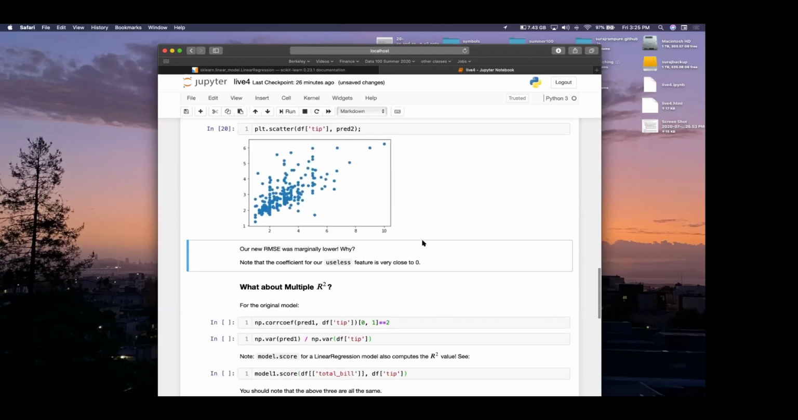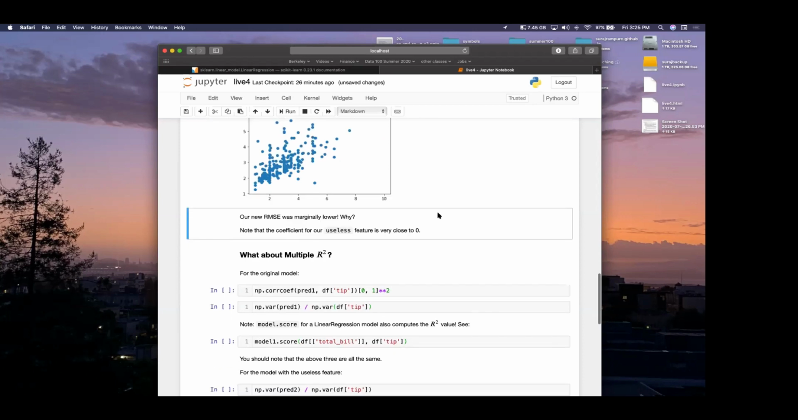Okay, let's take a look at multiple R squared. We saw that the root mean squared error went down a little by adding a feature. Let's look at what happens to multiple R squared. There were a couple ways that we looked at the formula for multiple R squared. One was as being the correlation coefficient between our true y's and predicted y's, squared. It's symmetric, but this is the correlation coefficient between our true y's and predicted y's.